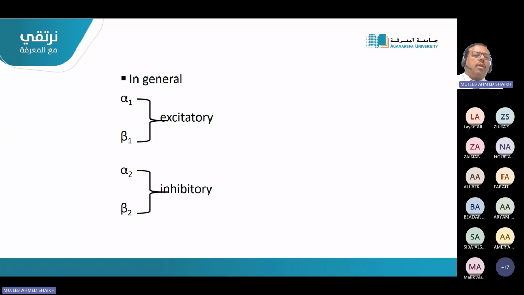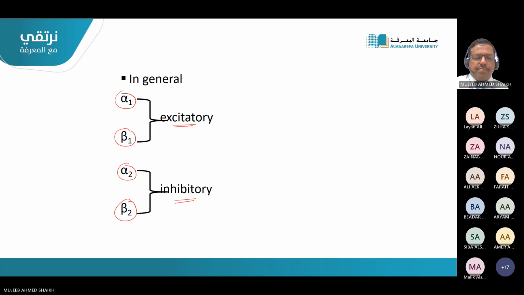Don't go into detail, but in short, if you want to remember something in general, there are some exceptions, but whenever it is alpha 1 or beta 1, most of the time it is excitatory. If it is acting through 2, that is alpha 2 or beta 2, most of the time it is inhibitory. It is a general rule, not a specific one. Maybe there are some exceptions to it.